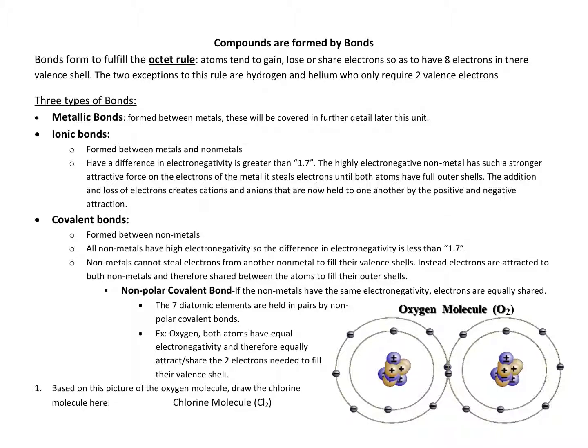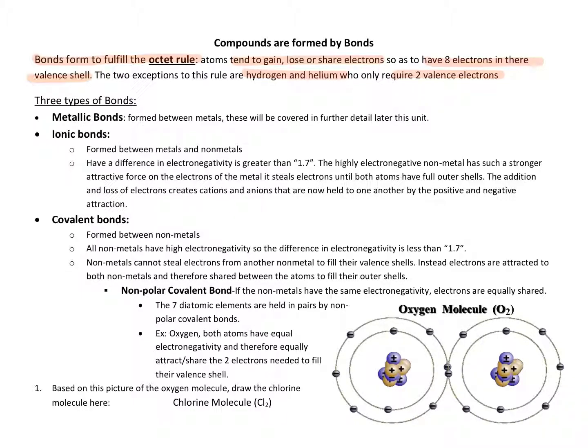So now, why do bonds form? Because bonds form to fulfill the octet rule. OCT, that prefix always means 8, which makes sense because atoms tend to gain, lose, or share electrons to have 8 electrons in their valence shell. Up to this point, we've only talked about gaining and losing. Now we're going to talk about sharing electrons. The 2 exceptions to this rule are hydrogen and helium, who only require 2 valence electrons.